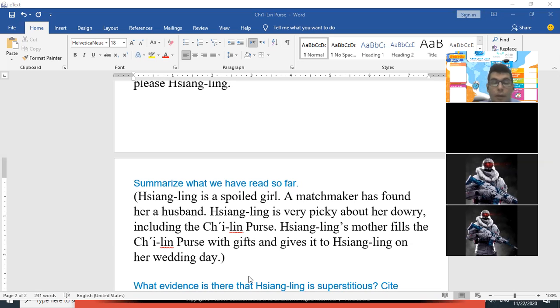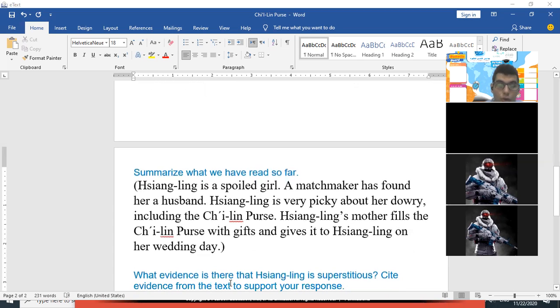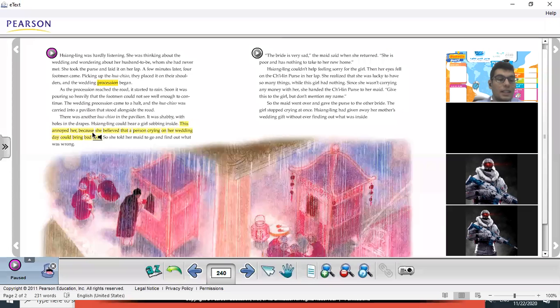Now, what evidence is there to prove that Sang Ling is superstitious? What is the meaning of superstitious? The word superstitious means believes in crazy stuff. Very good. Now, what here in the text is crazy stuff? In the highlighted text.